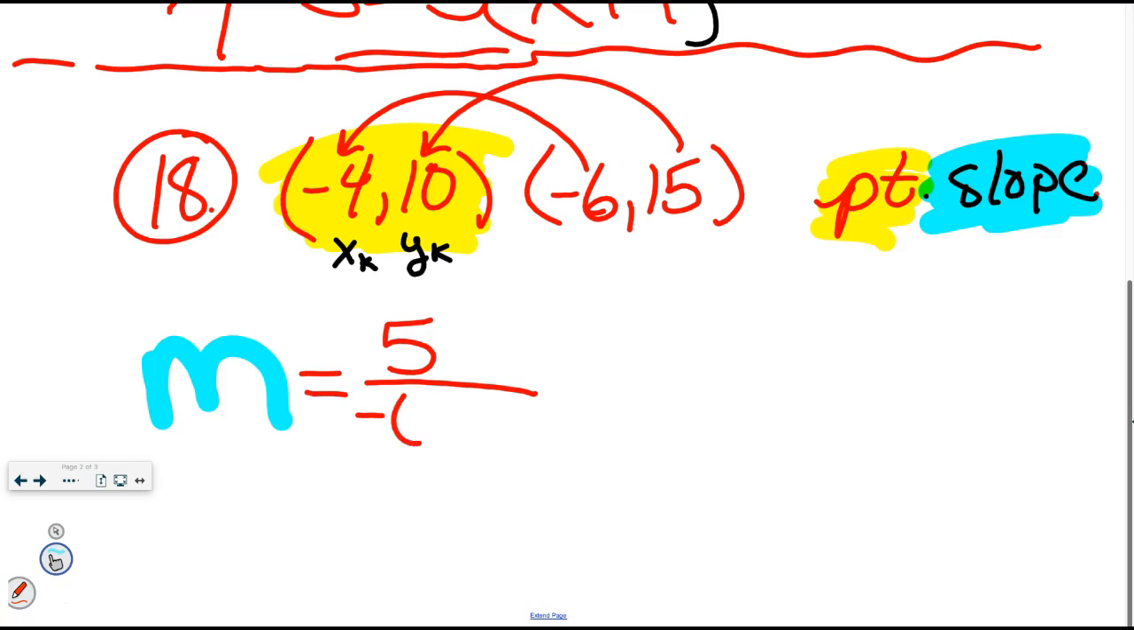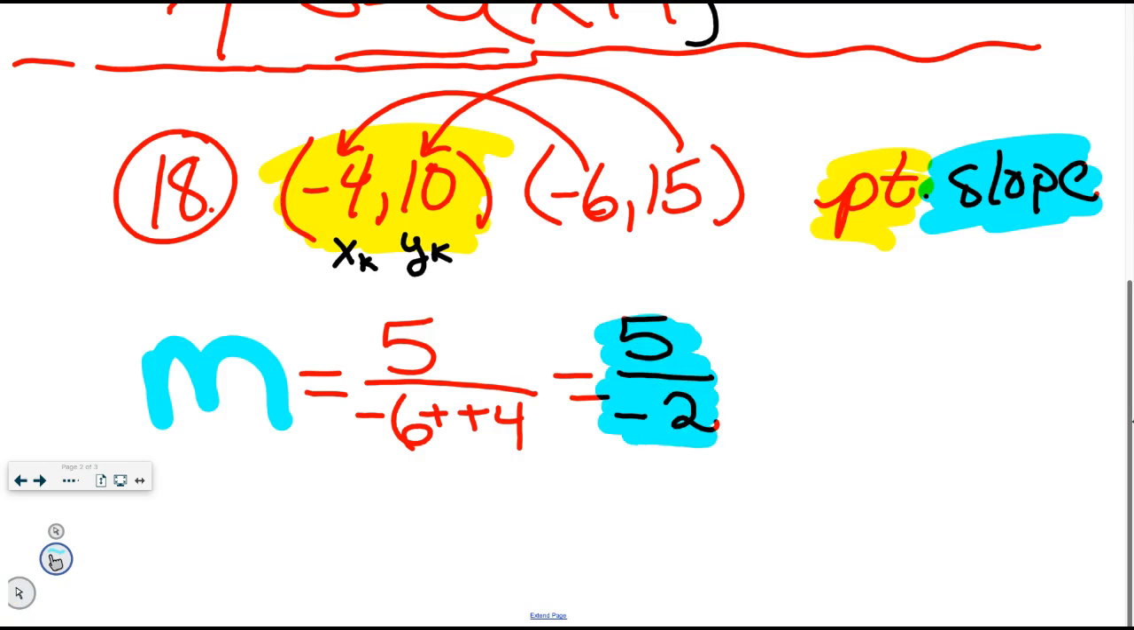Be careful with those signs when you do -6 minus a -4. Make sure you see that as being +4. Especially with slopes, those sign errors send you in the wrong direction, so it's really important. So I have a change in y of 5, and a change in x of -2. So my slope now that I'm going to use is -5/2.